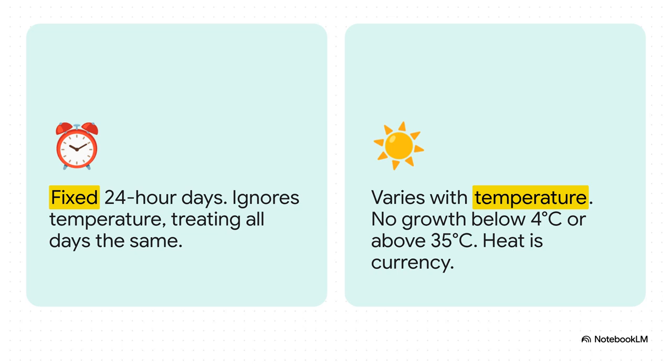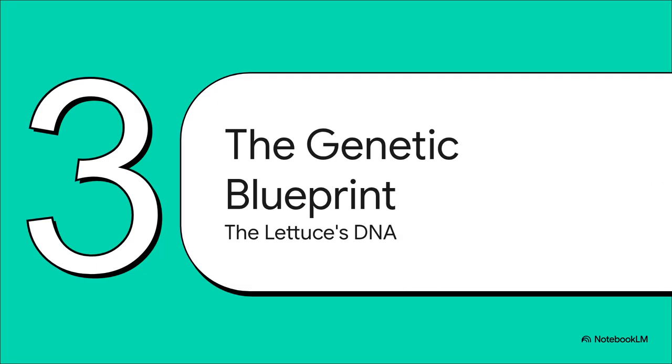Seriously, our rigid 24-hour day is completely meaningless to a head of lettuce. For the plant, one really hot day might feel like 3 days' worth of progress, while a chilly day might feel like time has just stopped. Our model is even smart enough to know that if the temperature drops below 4 degrees Celsius or skyrockets past 35, that's it. Everything just pauses. No growth, nothing.